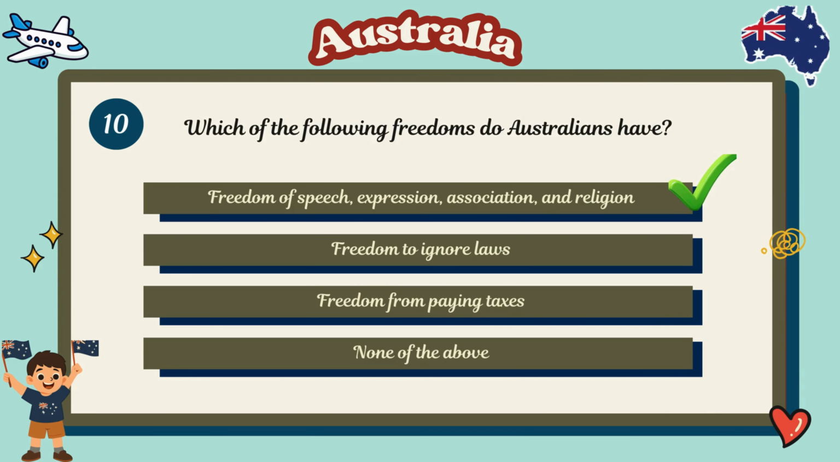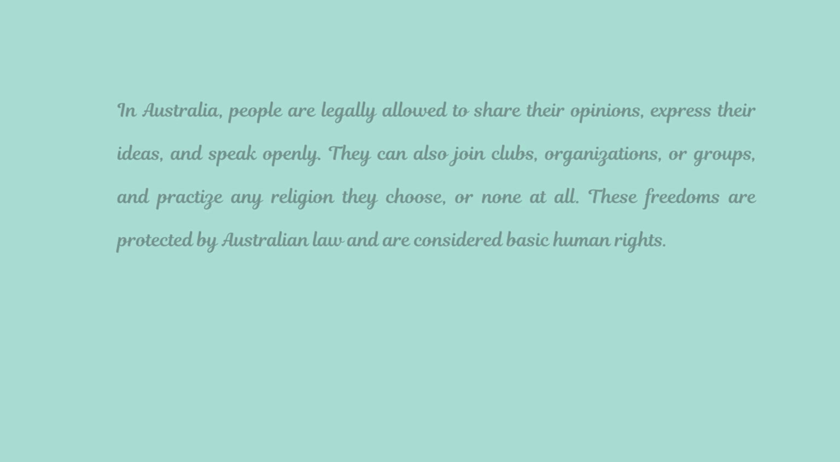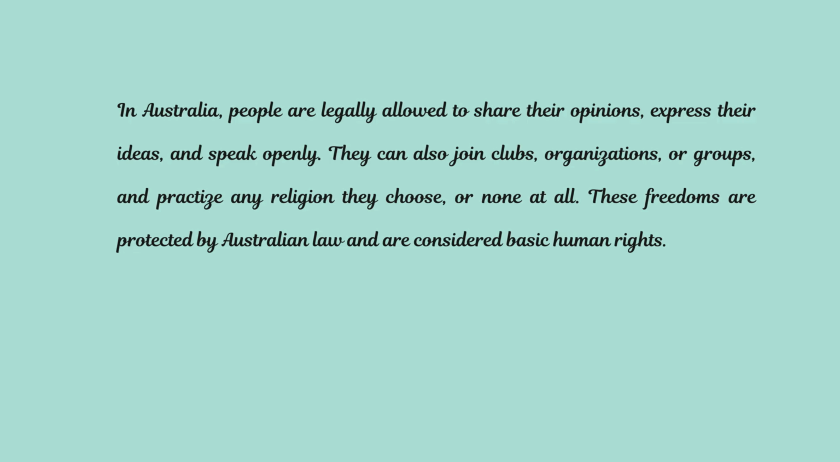Correct answer A. Freedom of speech, expression, association and religion. In Australia, people are legally allowed to share their opinions, express their ideas, and speak openly. They can also join clubs, organisations or groups and practise any religion they choose or none at all. These freedoms are protected by Australian law and are considered basic human rights.